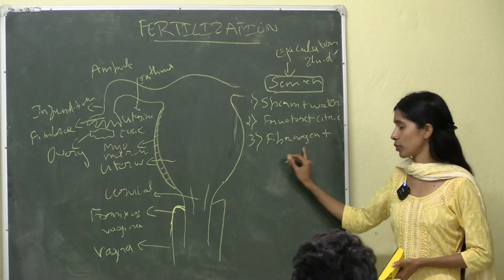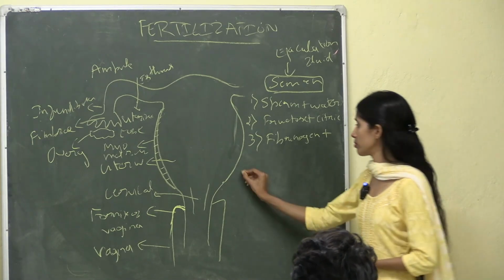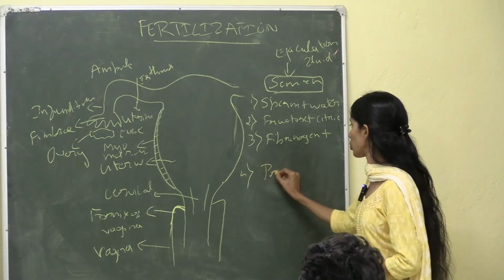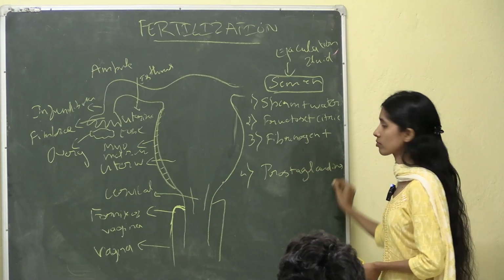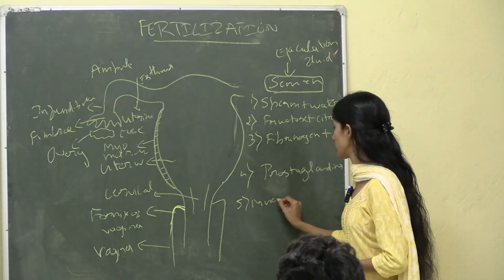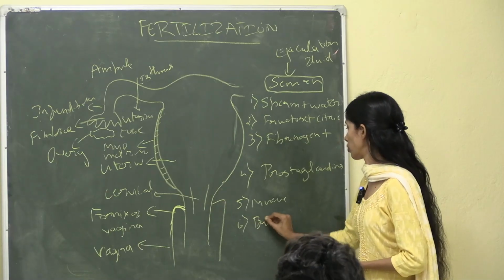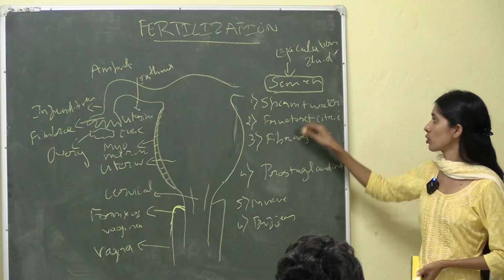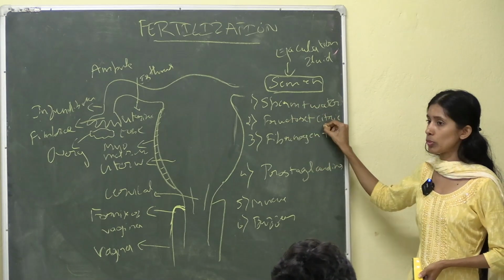What is the another one component? Fibrinogen plus. Next one is prostaglandins. The other two important things to remember is mucus, and the last one is buffers. Okay. So your semen includes the sperm plus small amount of water, fructose plus citric.